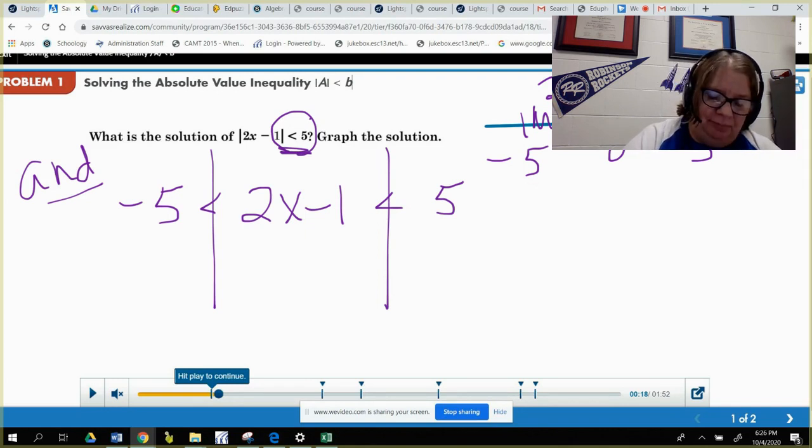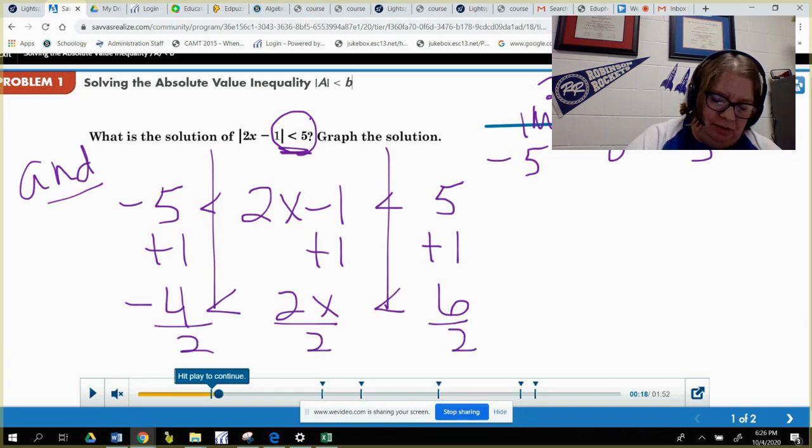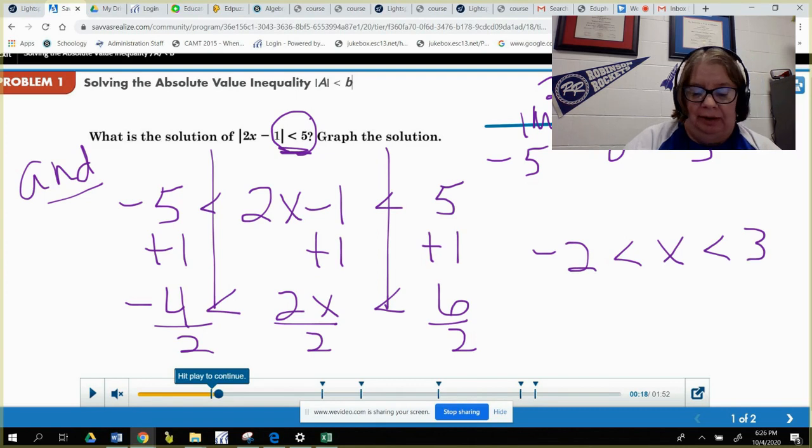And when we solve it, how do we get to x by itself? I'm going to start by adding 1. I'm going to add 1 here, but I also have to add 1 here and add 1 here. So then I have -4 less than 2x less than 6. See what we did? We added 1 in 3 places. We're solving a compound inequality. Now, divide by the 2. Divide this side by 2, divide this side by 2. So then I have -2 less than x is less than 3.